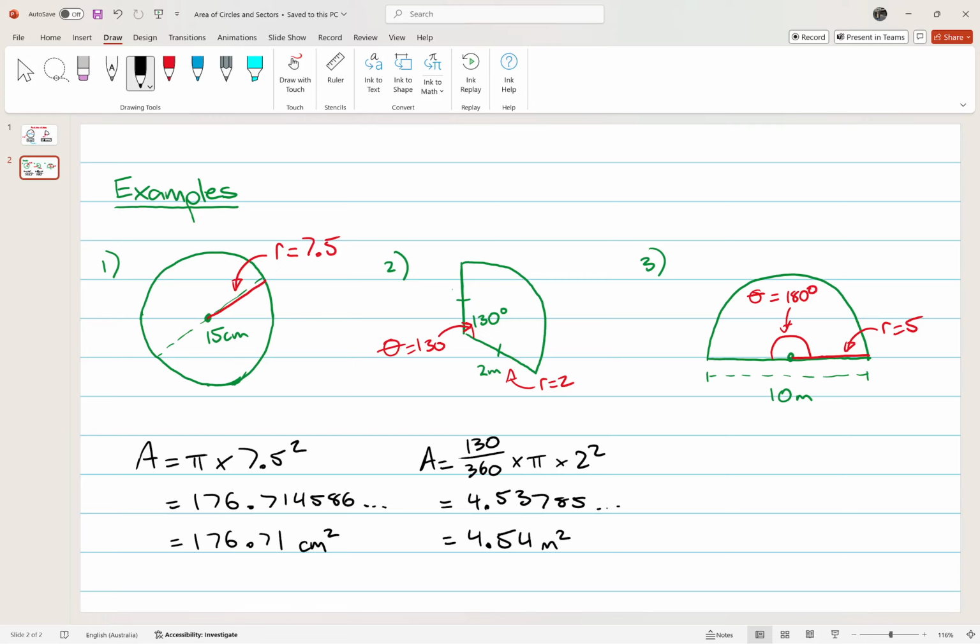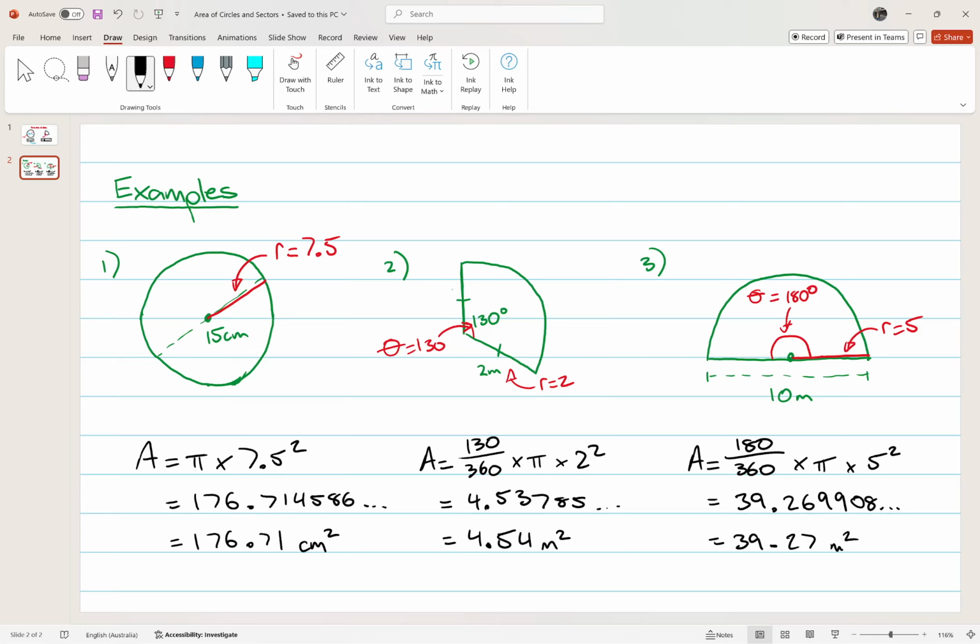So if we put this into our formula, we have area equals 180 over 360 times pi times 5 squared. Once we put that in, 180 over 360 times pi times 5 squared gives me 39.2699908... And then we can round this to 39.27 meters squared.